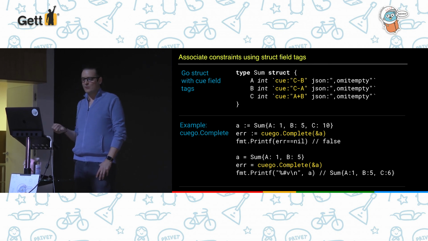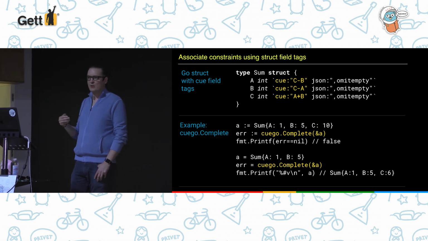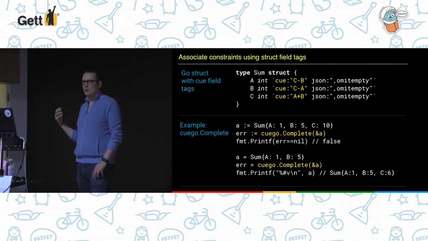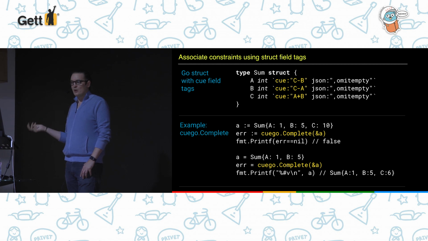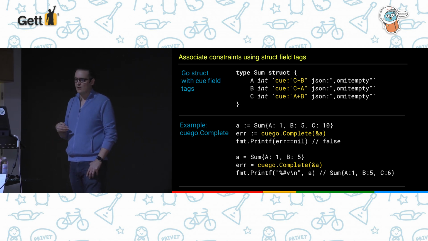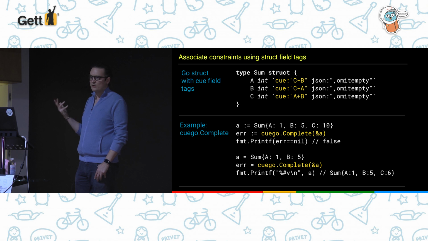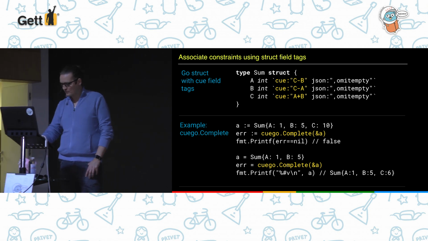So here you see I have a sum type with A and B, and C needs to be the sum of A and B. I can encode it as a constraint. If I then call complete, and I have an underspecified constraint, it will fill in the remaining values. If the constraints don't match, I will get an error.